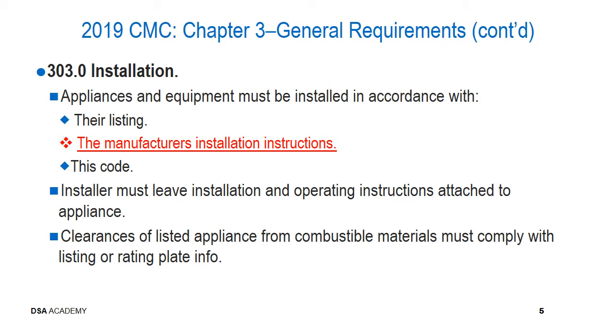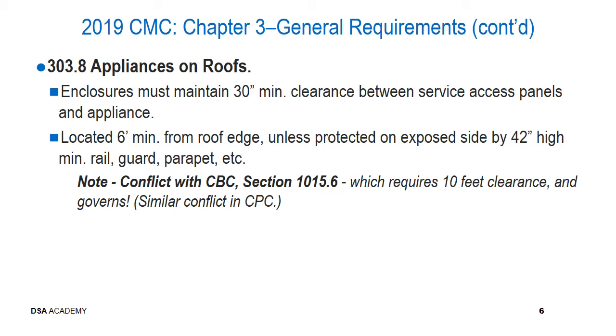Another consideration is to ensure that the clearances that are required for listed appliances to be maintained from combustible materials has got to comply with both their listing and the information located on the appliance's rating plate. Adequate clearances for appliances that are located on roofs, or actually anywhere, must be provided, but specifically on roofs. Any enclosures must maintain a minimum of 30-inch clearance between the service access panels and the appliance itself.